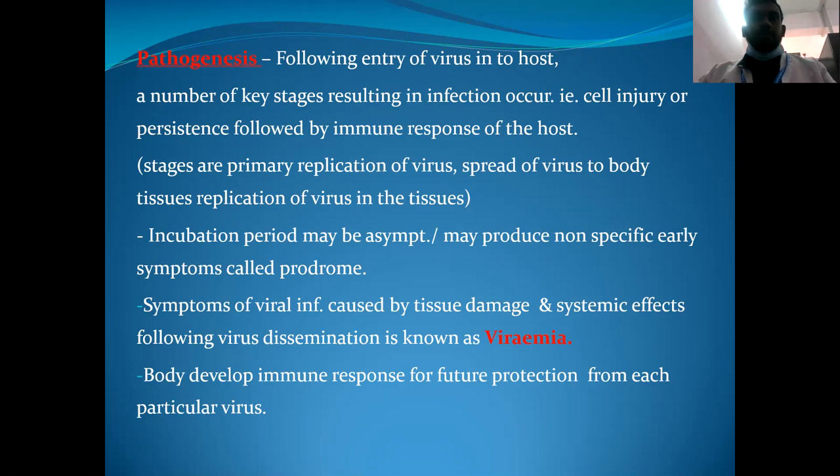Coming to the pathogenesis of a viral infection, following the entry of the virus into the host, a number of key stages resulting in infection occur. That is, there will be cell injury or persistence, followed by an immune response of the host. We can divide the stages as primary replication of the virus, spread of the virus to body tissues, and replication of the virus in the tissues. There will be an incubation period where the person may be asymptomatic, or some viruses may produce non-specific early symptoms, which is known as viral prodrome. Symptoms of viral infections caused by tissue damage and systemic effects following viral dissemination is known as viremia. The body develops the immune response for future protection from each particular virus by forming memory cells.